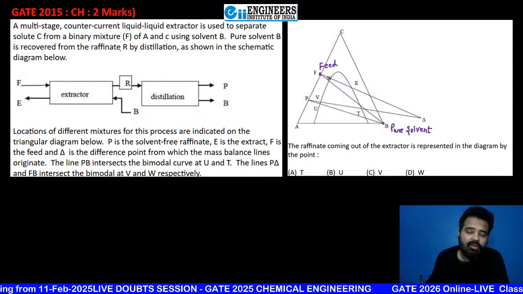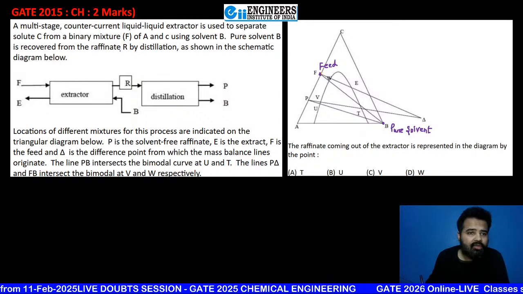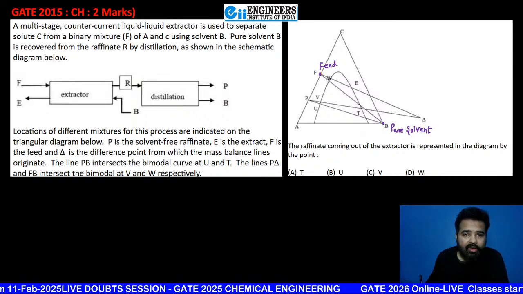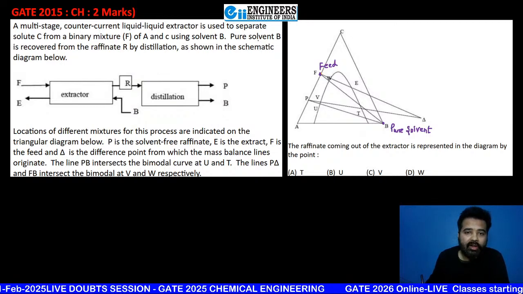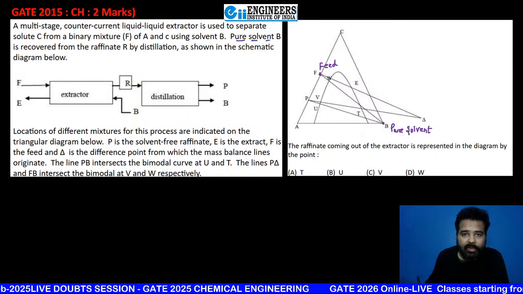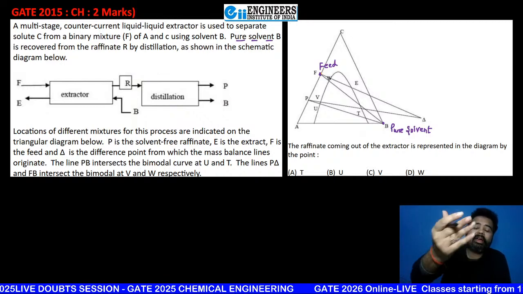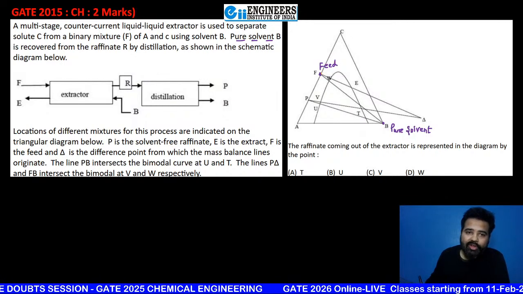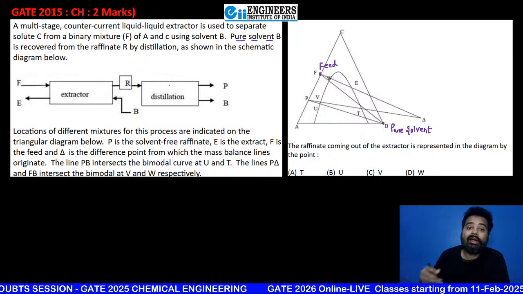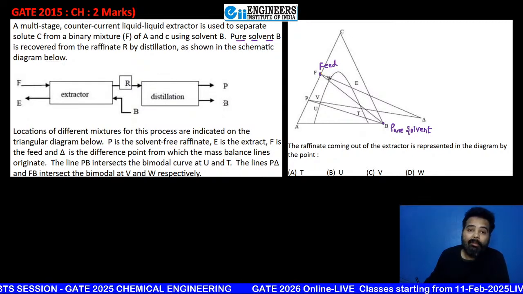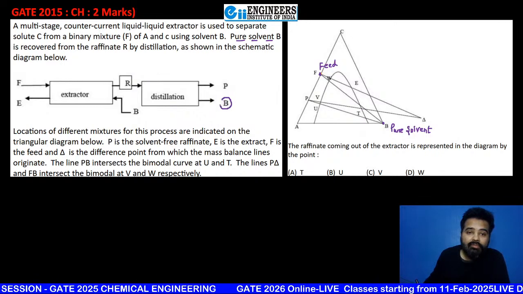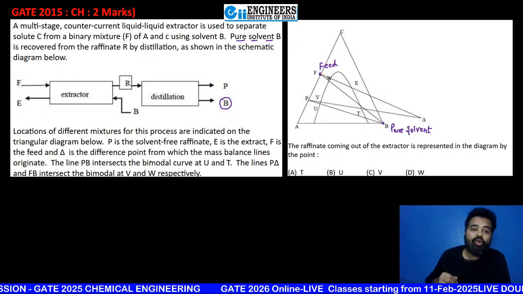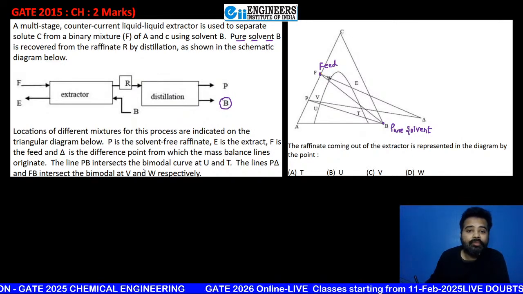That means you are sending this raffinate to distillation in order to again separate B. Complete, pure solvent B after extraction.